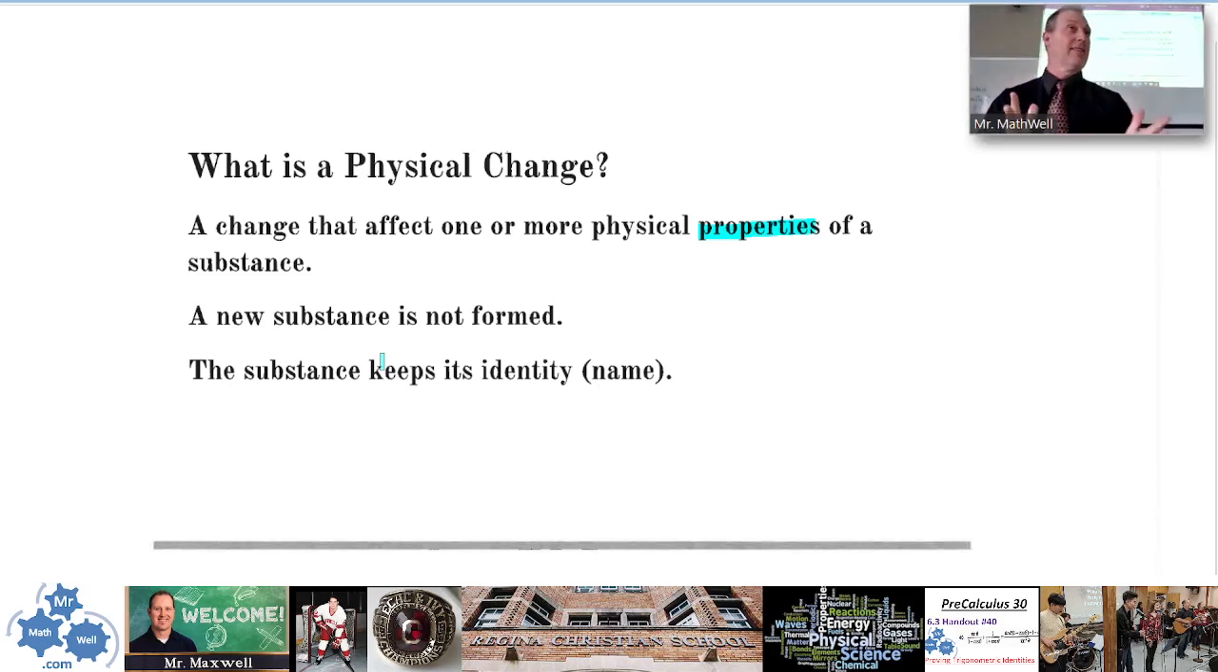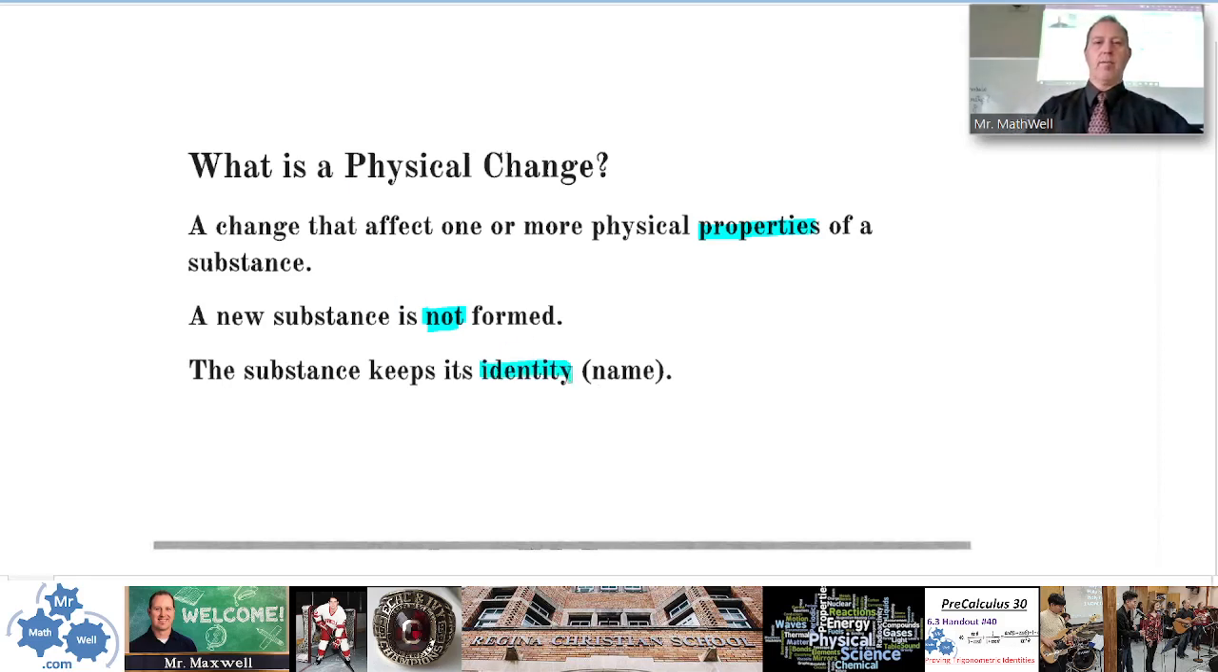But if we just cut something, it's a physical change because it changes a physical property, the size or the shape of it, right? Those are physical properties. So the key is a new substance is not formed. There is no new substance formed in a physical change. So, if we're talking about melting, boiling, cutting, right?